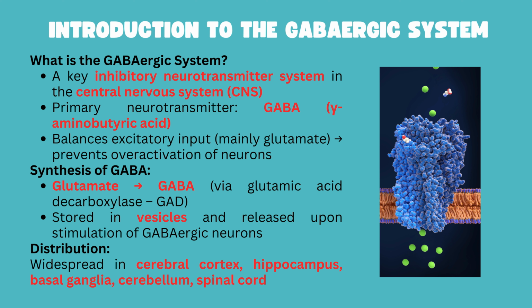How does the brain make GABA? The process begins with glutamate, a highly excitatory neurotransmitter. An enzyme called glutamic acid decarboxylase, GAD, converts it into GABA. Think of GAD as the alchemist transforming an excitatory force into a calming shield. Once synthesized, GABA is packaged into vesicles within GABAergic neurons and released into synapses when these neurons are activated.